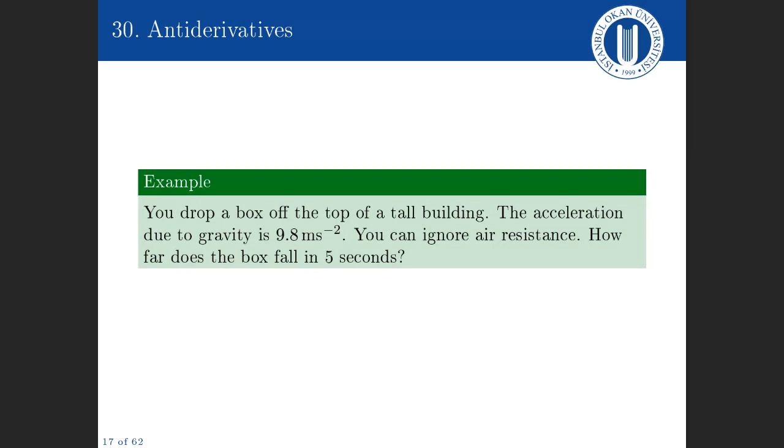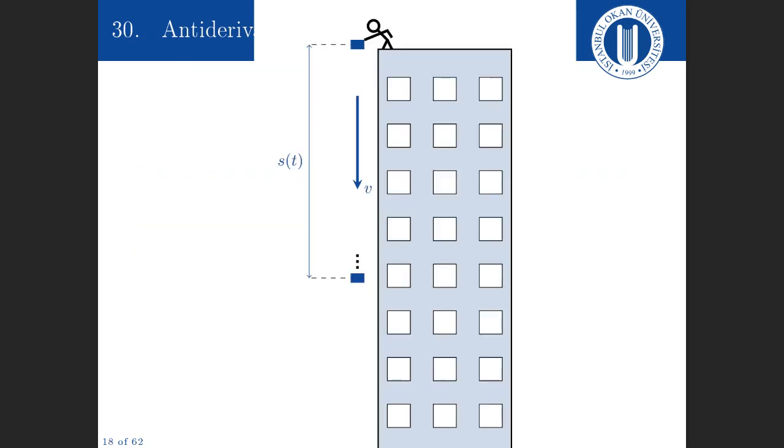For example, you drop a box off the top of a tall building. The acceleration due to gravity is 9.8 meters per second squared. You can ignore air resistance. How far does the box fall in 5 seconds? Here's a picture. This is you at the top.